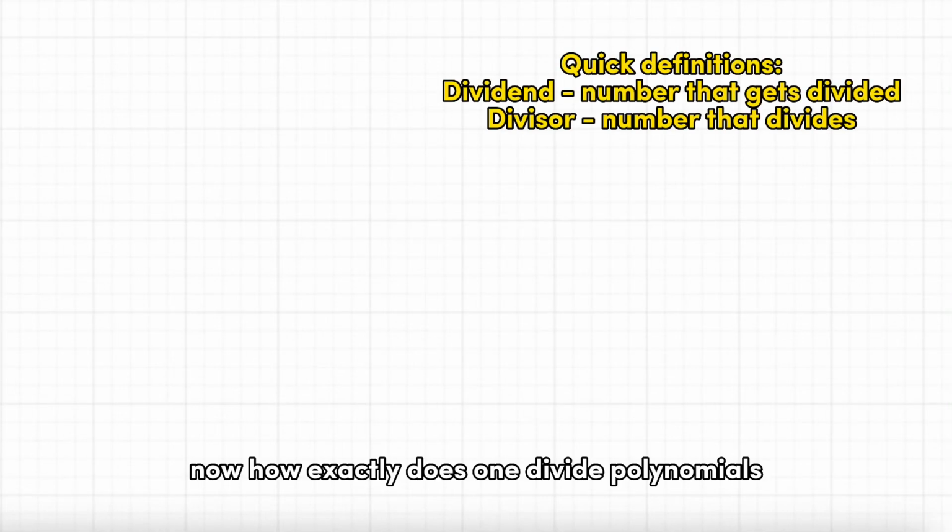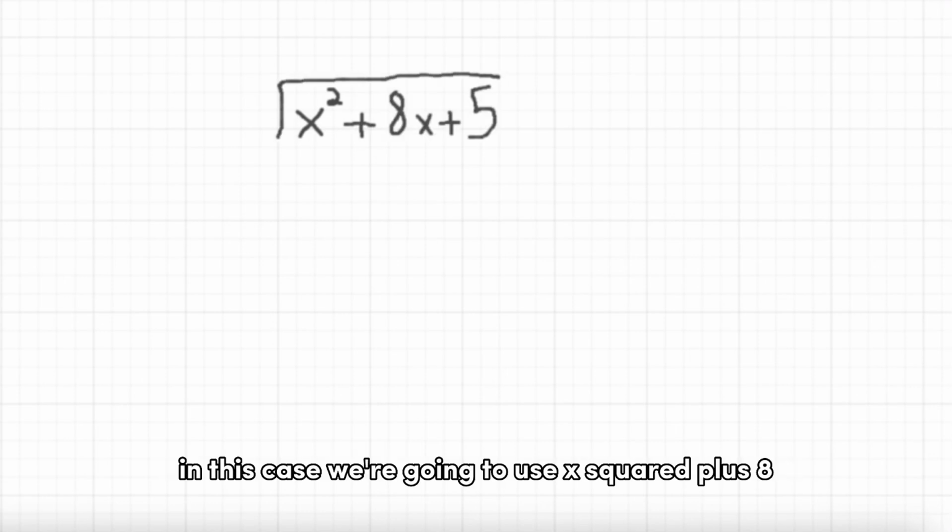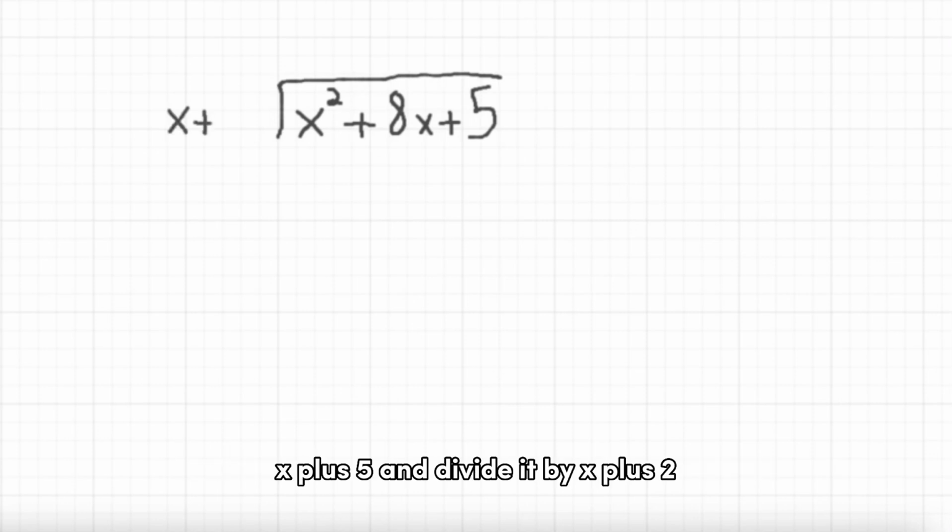Now, how exactly does one divide polynomials? Well, it's actually pretty basic. All you need to do is set up a long division equation. In this case, we're going to use x squared plus 8x plus 5 and divide it by x plus 2.